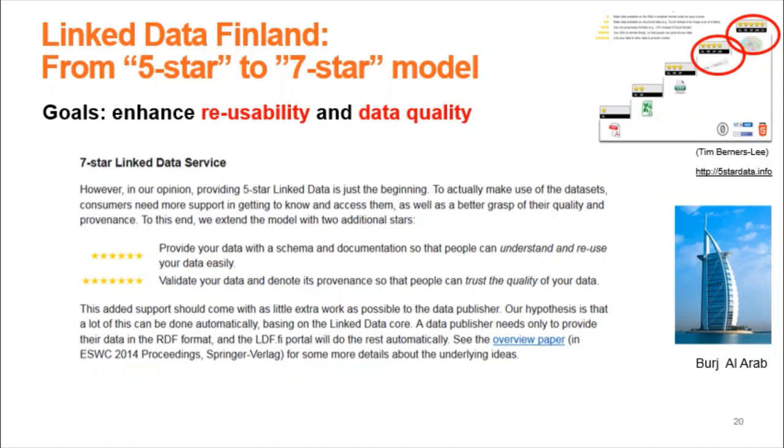This comes from the hotel world. The idea of Linked Data Finland is to extend the 5-star model to a 7-star model, as there are hotels of 7 stars in the world. The idea is to enhance reusability and data quality. You get the 6th star if you provide your data with the schema and documentation so that people can understand and reuse your data easily. And you get the 7th star if you validate your data and denote its provenance so that people can trust the quality of your data.